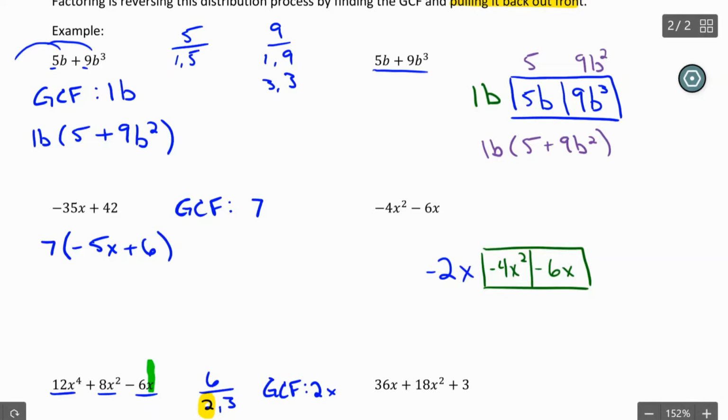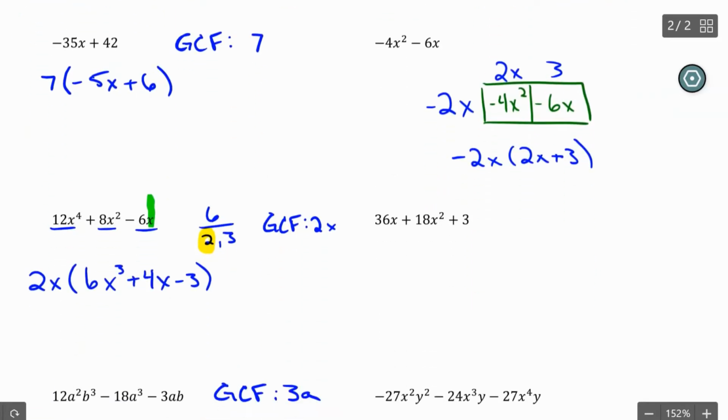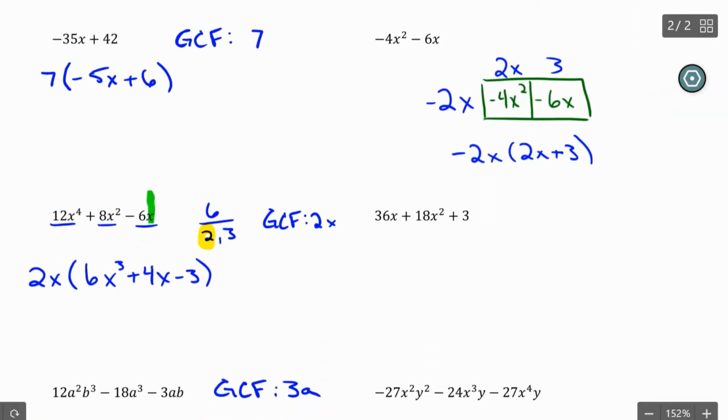Okay, and what multiplies with negative 2x to get you to negative 4x squared? Well, that would be 2x. What multiplies with negative 2x to get you to negative 6x? Well, that would just be 3. So there's our answer: negative 2x times 2x plus 3. Okay, last example. Oh, there's actually 2 more, my bad.